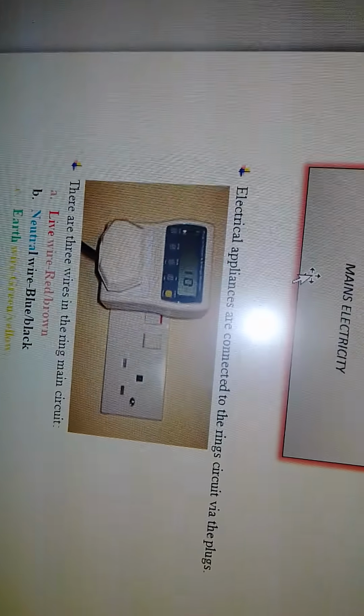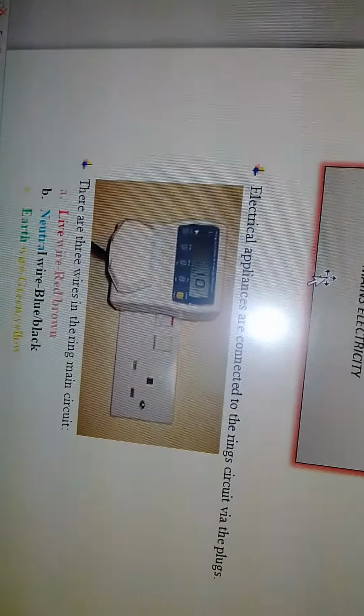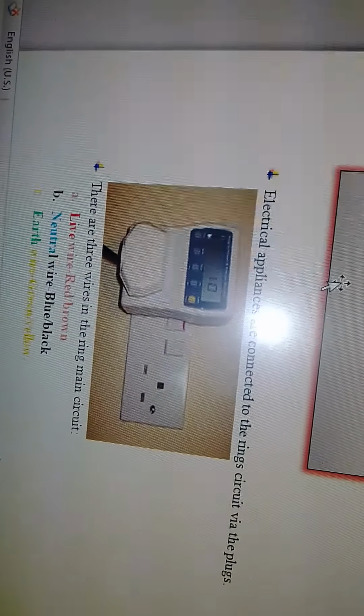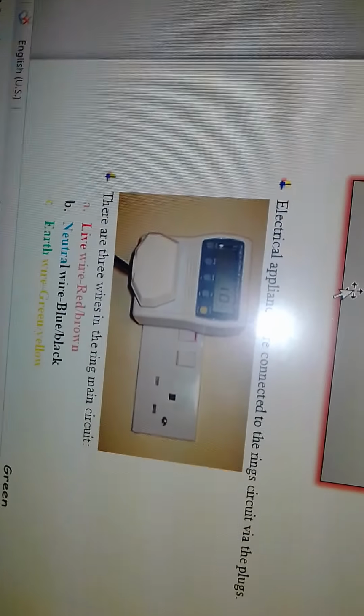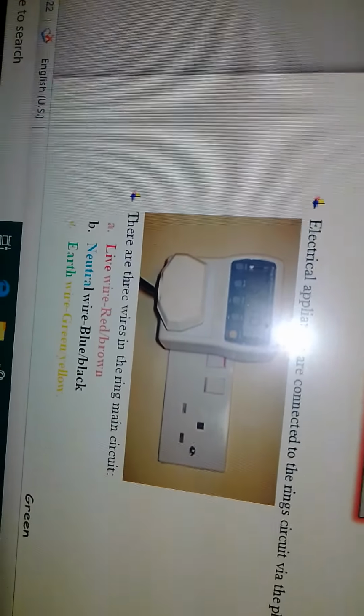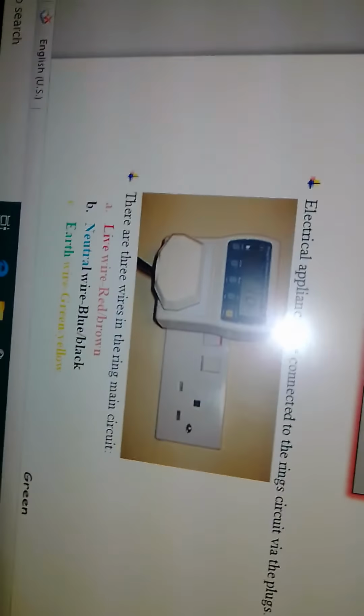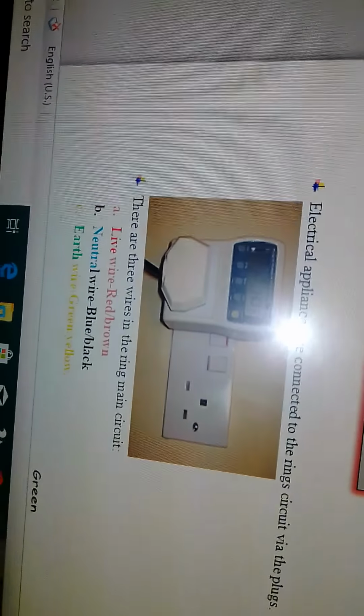Electrical appliances are connected to the ring circuit via the plugs. There are 3 wires in the ring main circuit. Live wire, which is red or brown, depending on the country. For example, here in Kenya, we use both red and brown.